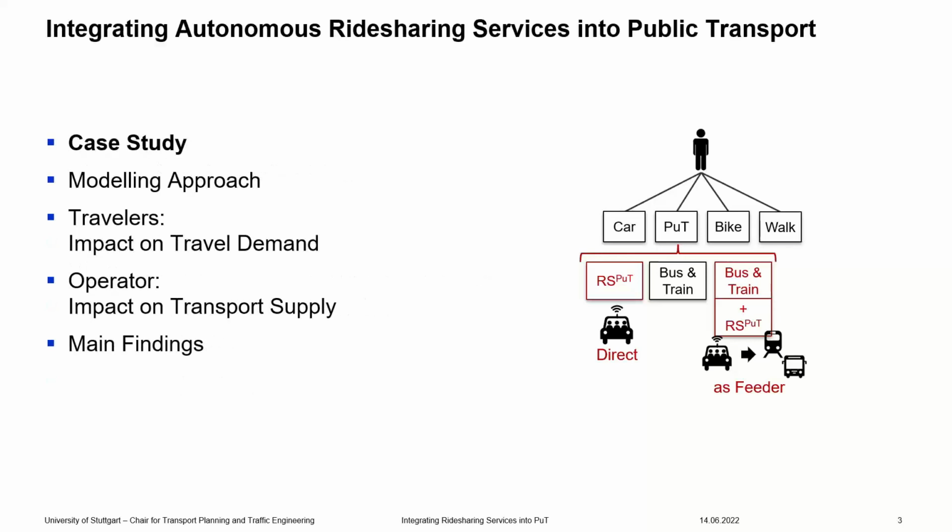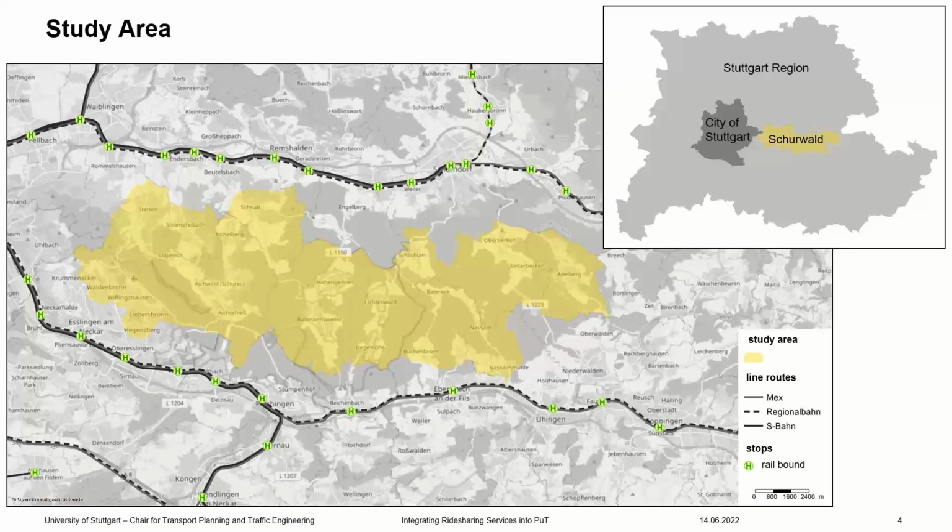So this is my agenda for the next few minutes, and I want to start with presenting to you our case study. So this here is our study area. It's called Schurwald, and it's east of the city of Stuttgart, within the Stuttgart region, and it has about 50,000 inhabitants. And in the north and in the south of the area are rails, and there are line routes of the regional train and the S-Bahn, for example.